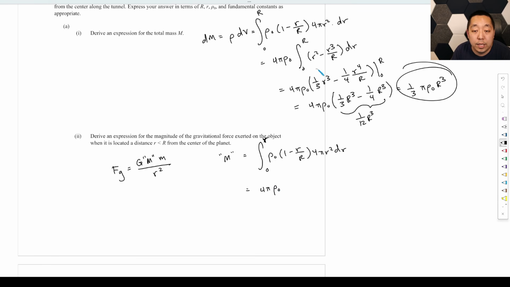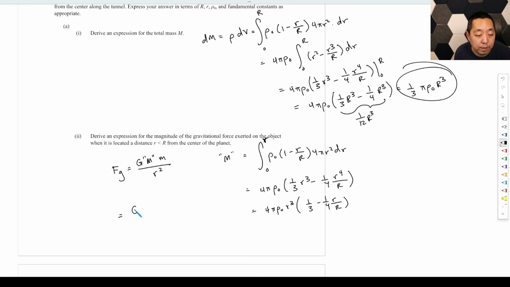So we did the integral already, so it's going to be this thing. It's going to be 1/3, and you're just going to plug in little r instead of big R, minus 1/4 r to the 4th over big R. And so you can factor out an r cubed if you want. 4 pi rho 0 r cubed, and it'd be 1/3 minus 1/4 little r over big R. That would be the mass.